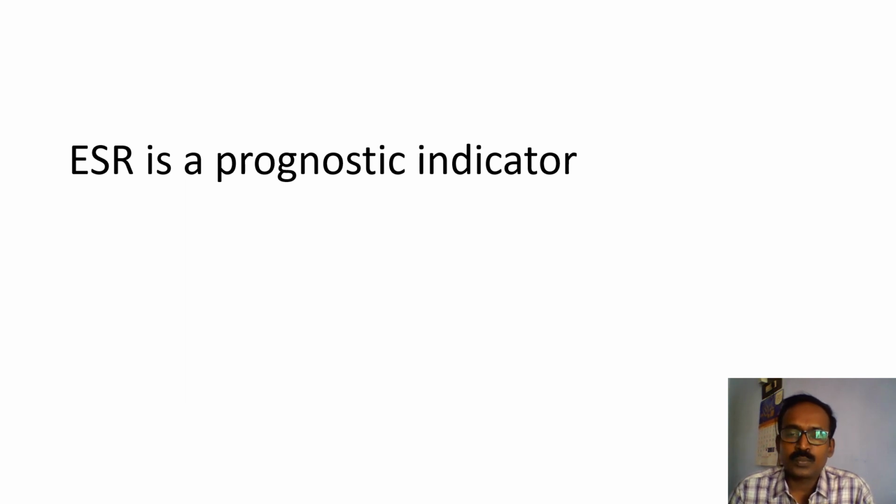ESR is called the prognostic indicator. Prognosis means assessing the progression of the disease, whether the disease will be cured easily or will take a long time. We can assess this by the prognostic indicator. Diagnosis means detecting the disease, but ESR is mainly a prognostic indicator.